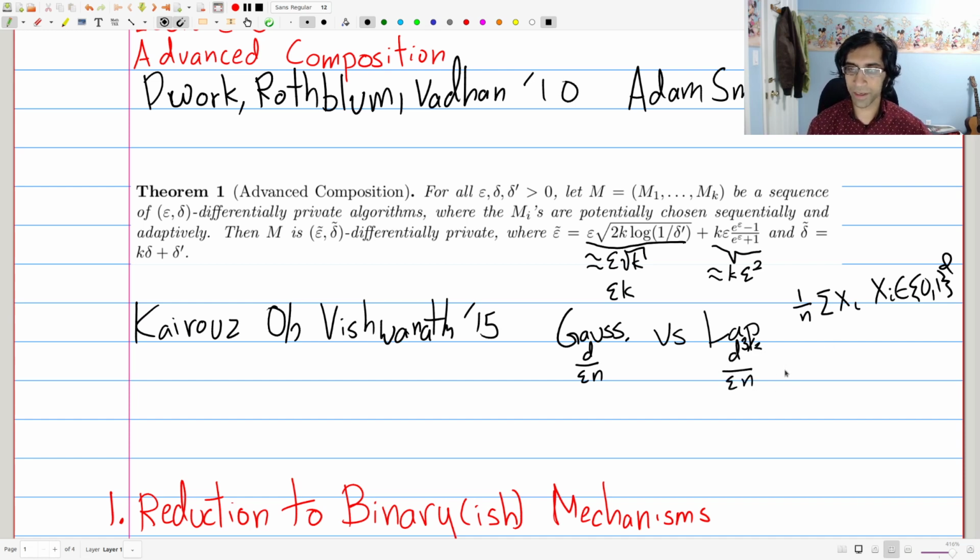If you want to test your understanding of this advanced composition theorem, it's possible to show that if you use the Laplace mechanism in the appropriate way, then you can reduce this from d^(3/2) to the same sort of complexity, d over epsilon n, maybe with some log factors, but roughly the same type of accuracy. So essentially it lets you do better than naively applying the Laplace mechanism.